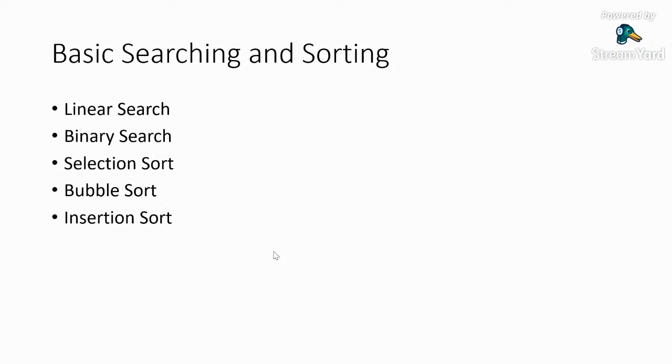Then just have a look at the basic searching and sorting algorithms. First, two searching algorithms are there, so I have not covered the algorithm for searching. Linear search is very simple. In linear search, we start searching from the first position and we search till the last for any particular element that is provided by the user.